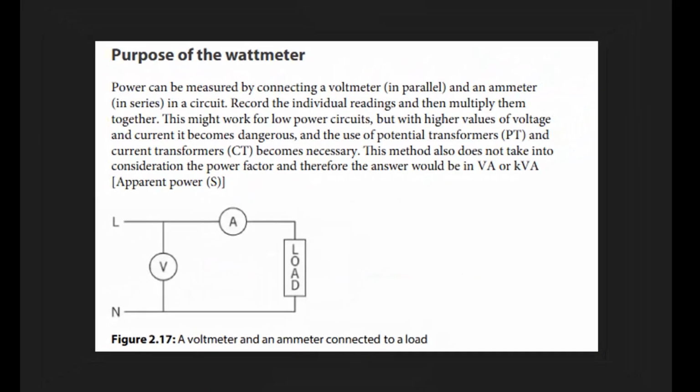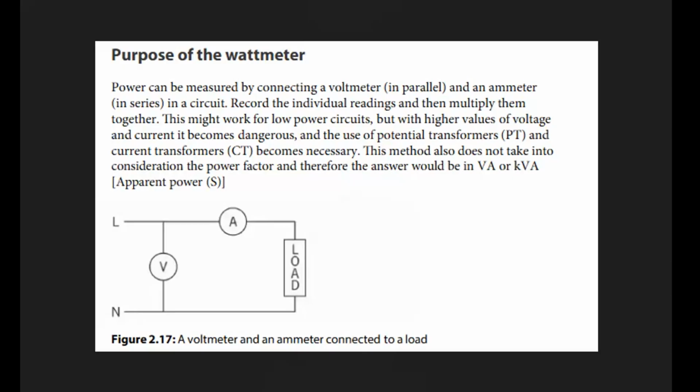Right, then we have something called watt meters. So the purpose of a watt meter, remember that V times I is equal to watts. So if we can measure the current and the voltage to a load, this means we are definitely calculating the wattage. So power can be measured by connecting a voltmeter in parallel and an ammeter in series. And by recording the two values and multiplying them together, we can then get the true power that is consumed, right?